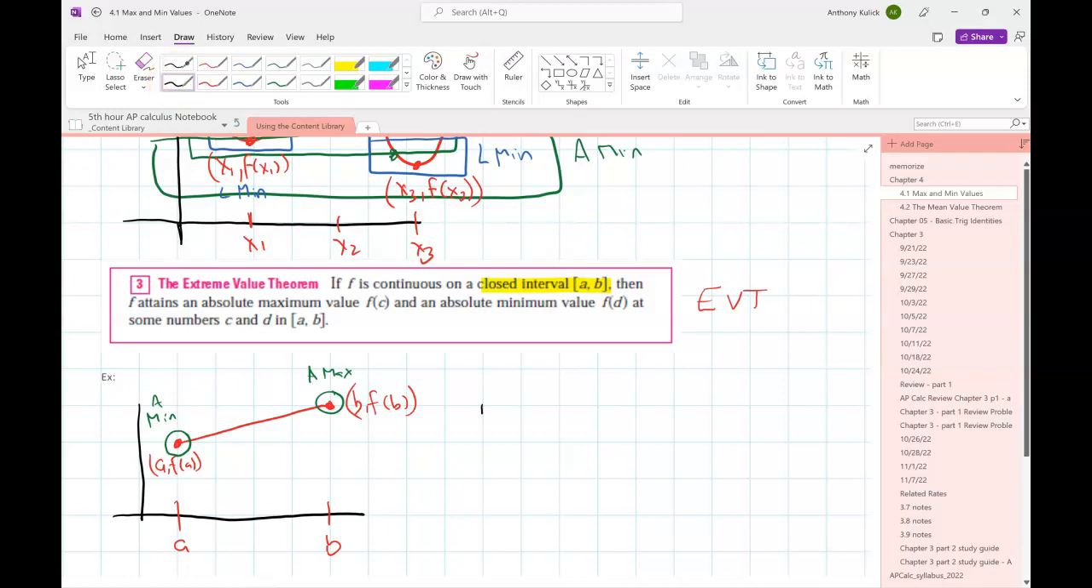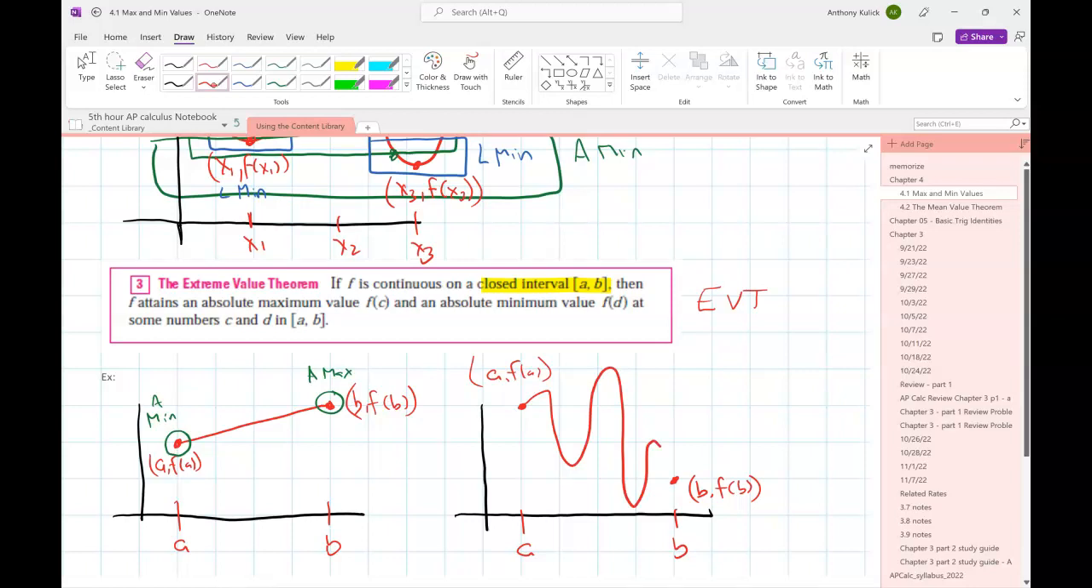Right? But that's not the only way that this situation could have looked. So I have A and B. So again, do this. So here's my A comma f of A. Here's my B comma f of B. And it's continuous, so I can do whatever I want. And look, there's my absolute max. There's my absolute min.